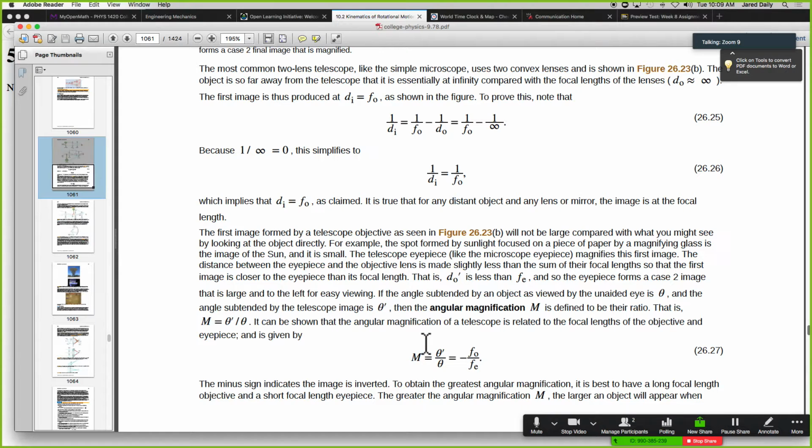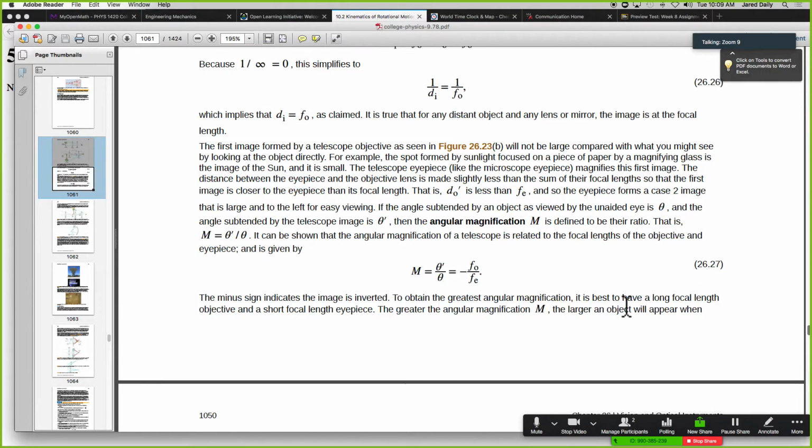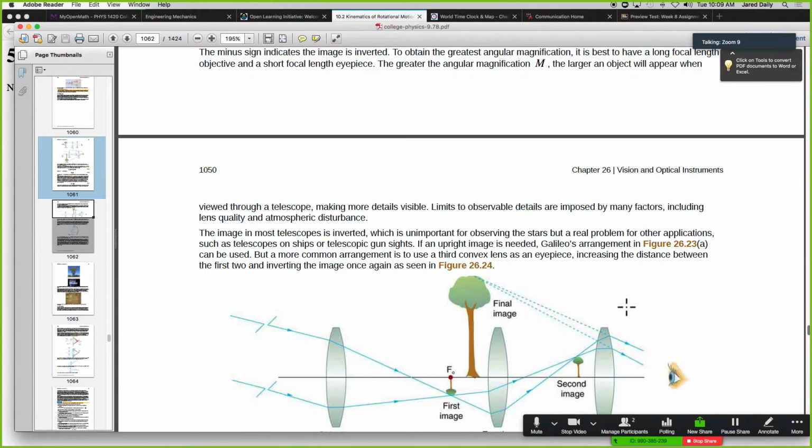Now this is actually not equal to the distance to object over distance to image anymore. This is actually now equal to negative the focal length of the objective over the focal length of the eyepiece. And that's because of the multiple lenses. With multiple lenses, these equations get a little bit more complex, and you have to realize that from the get-go.